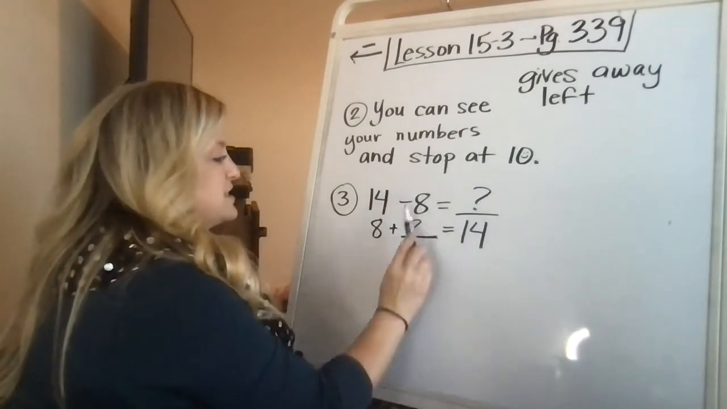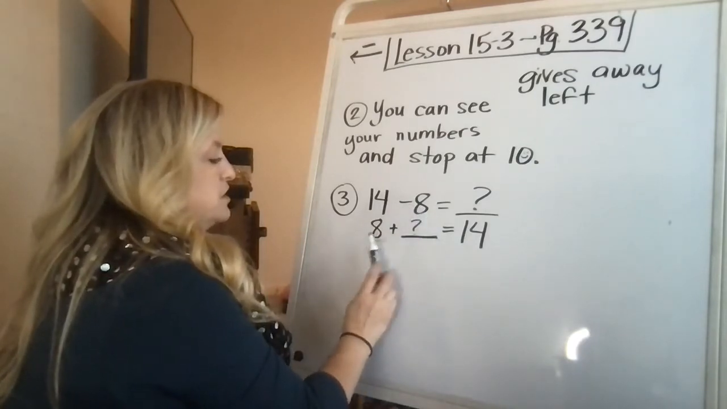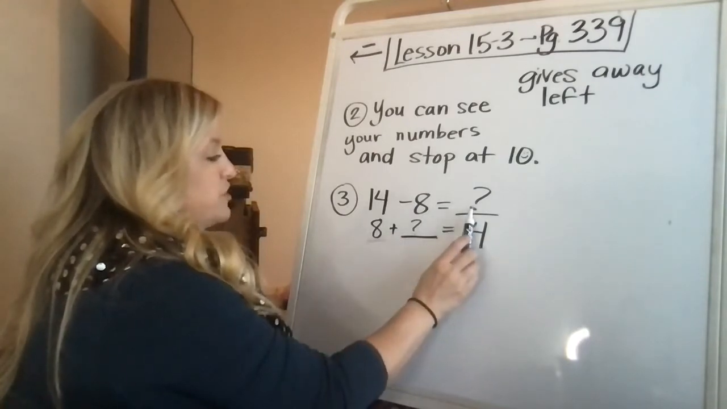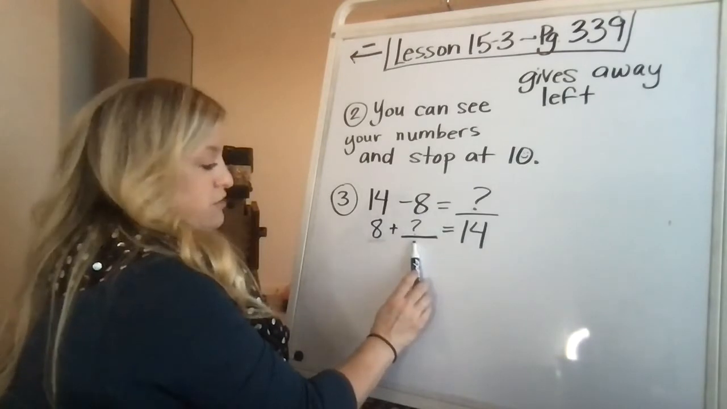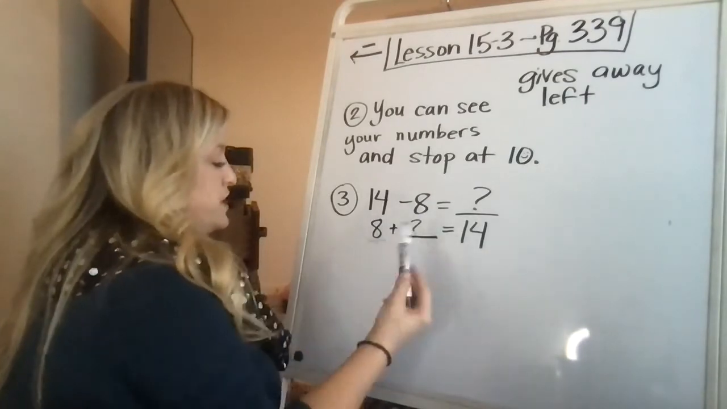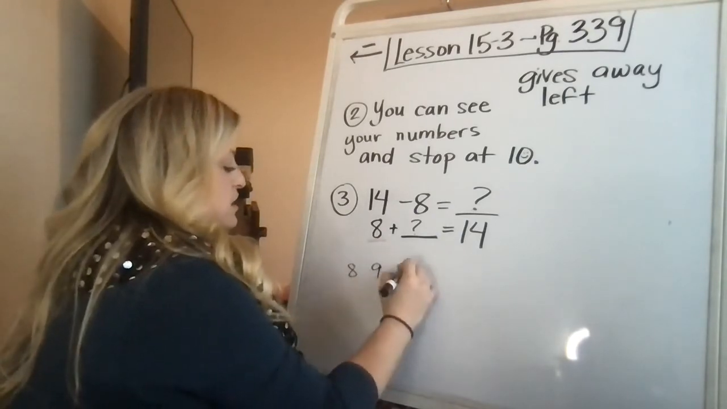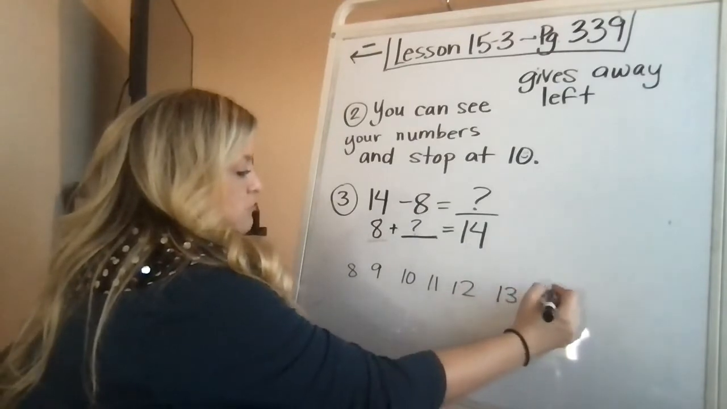Then all I did was I took the only number I know, which is 8, and I put it here at the front because I don't know how many are missing. I do know whatever this is plus the 8 will equal 14. So 8 plus I don't know equals 14. All right, so now I'm going to start my number line. 8, 9, 10, 11, 12, 13, and 14.